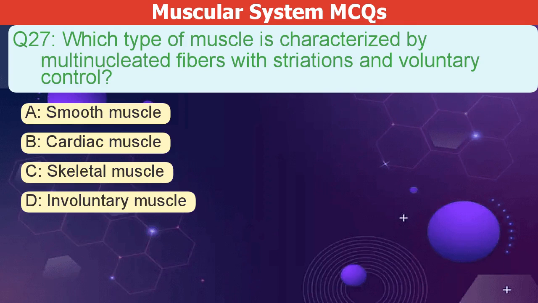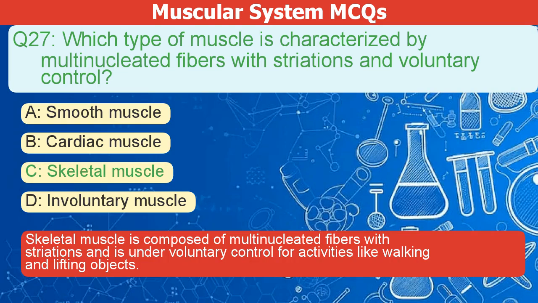Which type of muscle is characterized by multinucleated fibers with striations and voluntary control? A. Smooth muscle. B. Cardiac muscle. C. Skeletal muscle. D. Involuntary muscle. The correct answer is C. Skeletal muscle is composed of multinucleated fibers with striations and is under voluntary control for activities like walking and lifting objects.